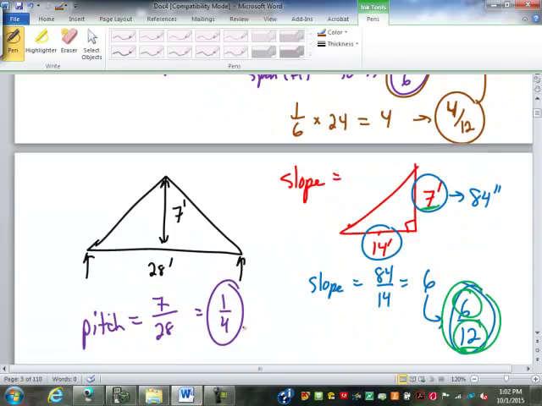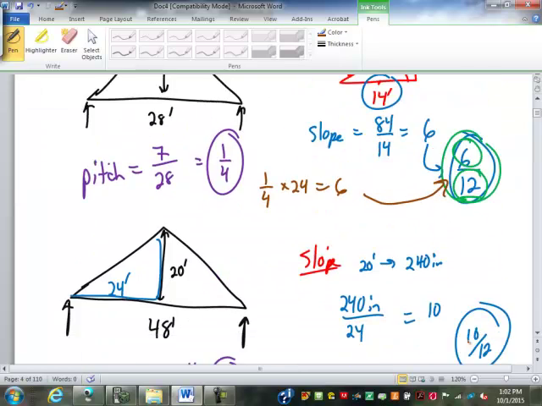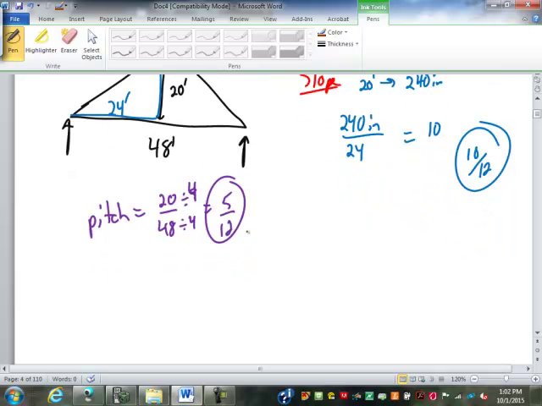So this is a 1/4 pitch. What's 1/4 times 24? 6. So that means it is a 6/12 slope. This is a 5/12 pitch. 5/12 times 24 is 10. So that means it's a 10/12 slope.